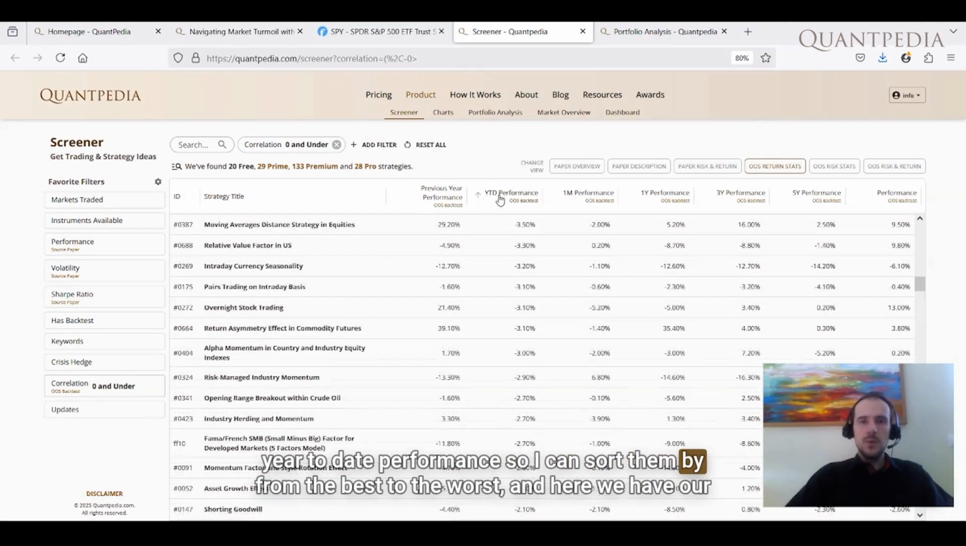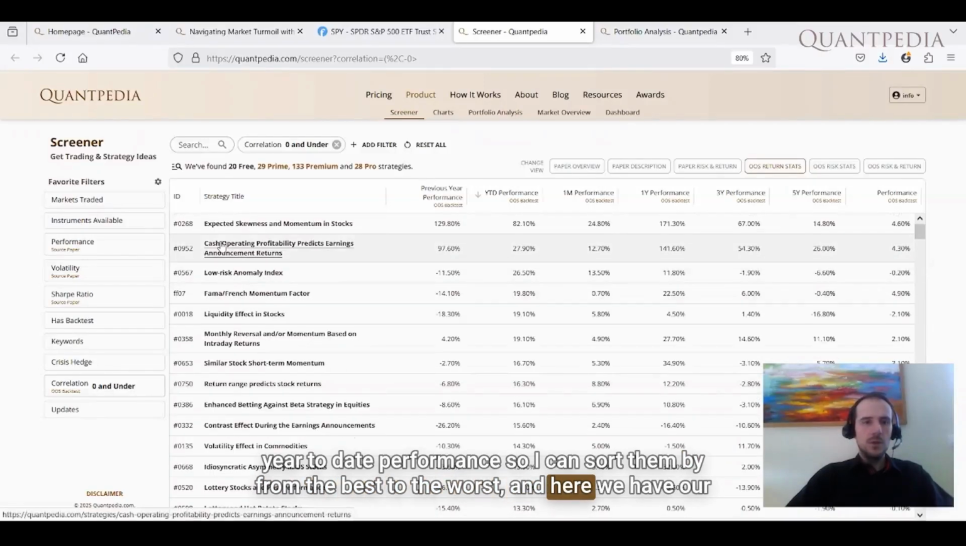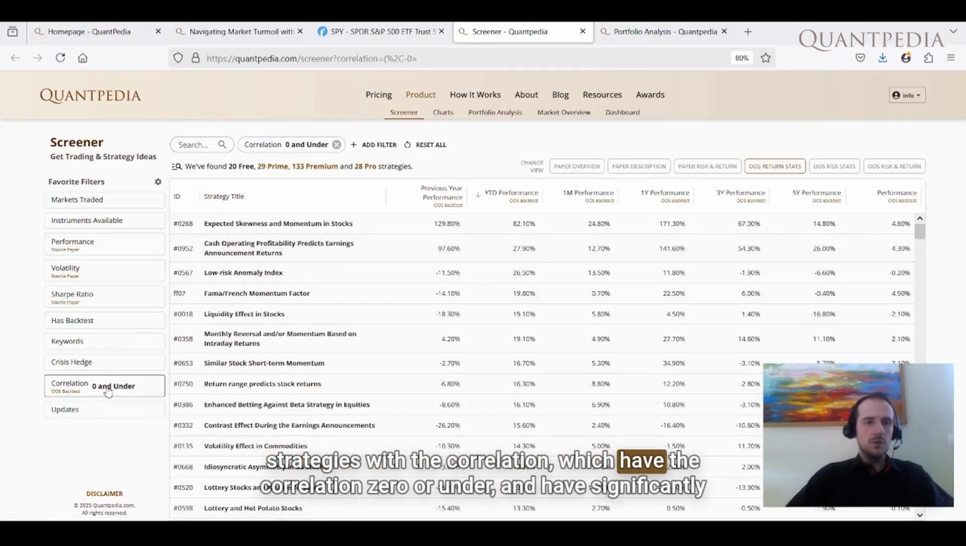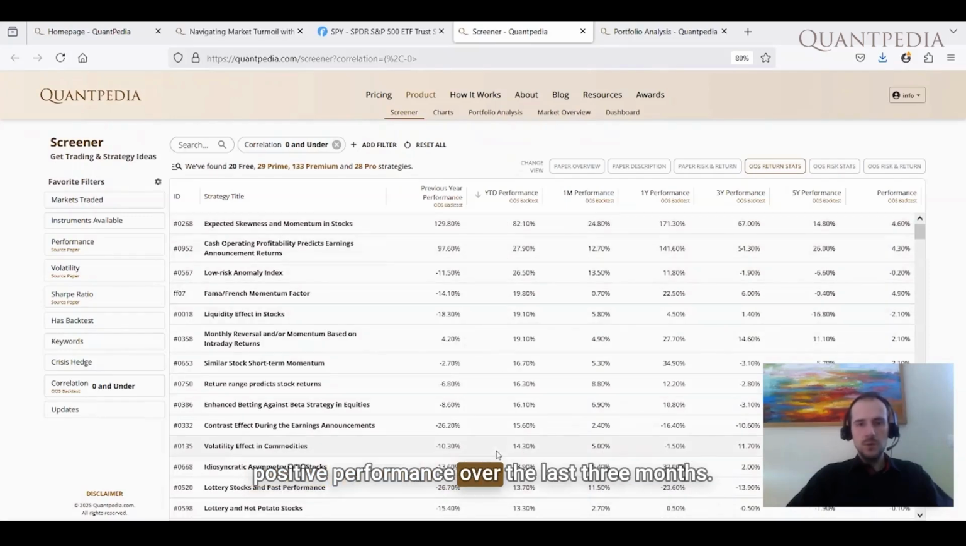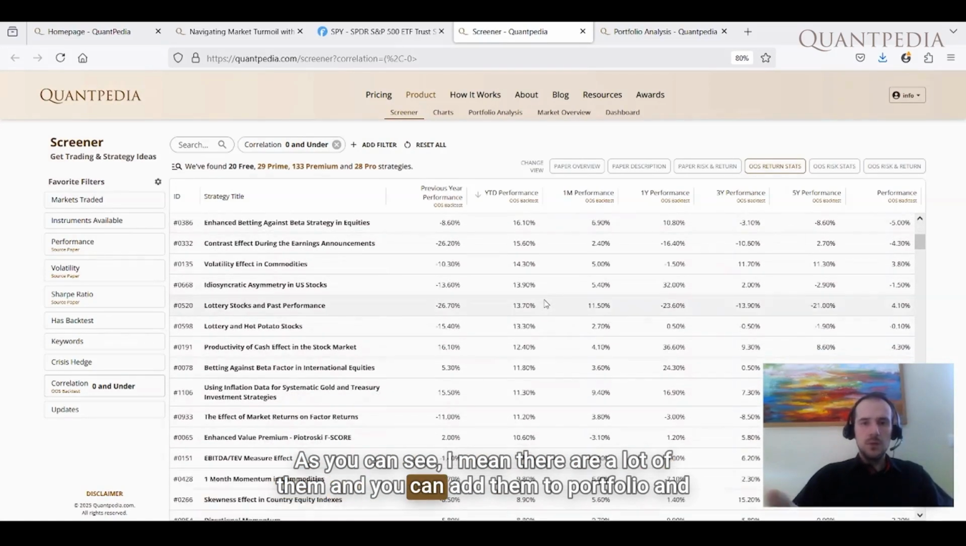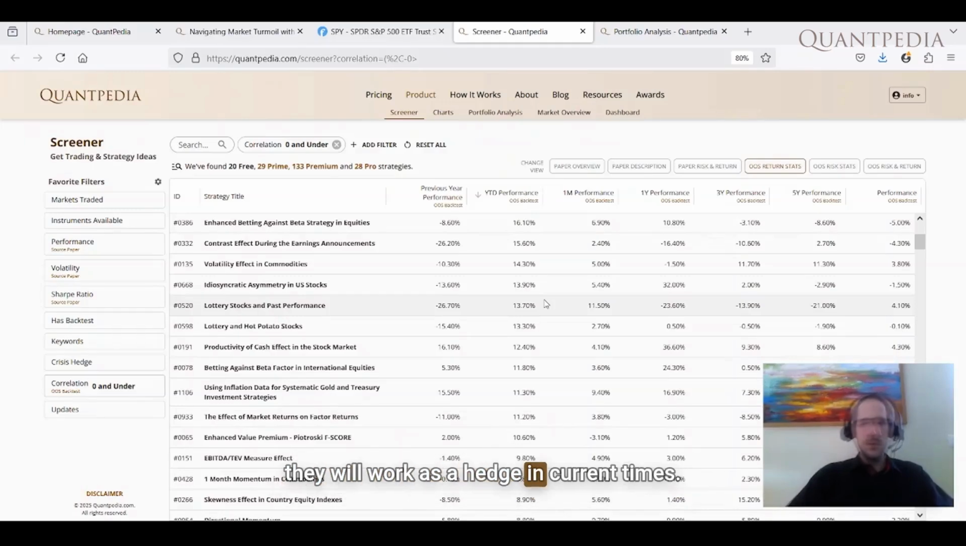So I can sort them from the best to the worst, and here I have strategies with the correlation of 0 or under and significantly positive performance over the last 3 months, so year-to-date performance. As you can see, there are a lot of them, and you can add them to your portfolio, and they will work as a hedge in current times.